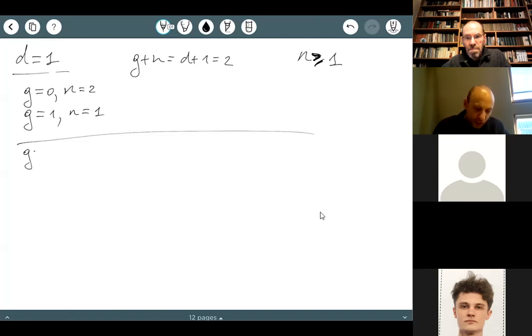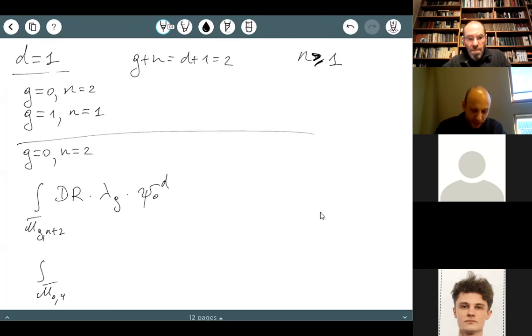Let's start with g equals 0, n equals 2, because in genus 0, everything is very simple to compute. Actually, we get 1 again. It's a little bit funnier now, but we still get 1. So now we have the integral; let me write the formula and then we'll transform the terms, times psi 0 to the power 1, now d. So this transforms into the integral over M 0,4 bar, which is the sphere. The DR cycle is equal to 1 in genus 0. Lambda 0 is equal to 1, and here we get psi 1 to the power 1, because now d is equal to 1. So this is the integral over M 0,4 bar of one of the psi classes, and this integral is equal to 1.